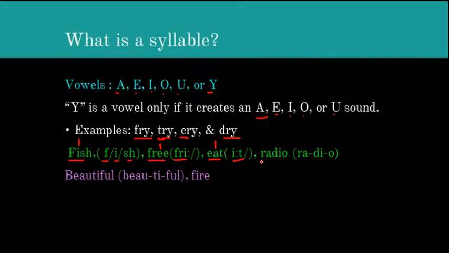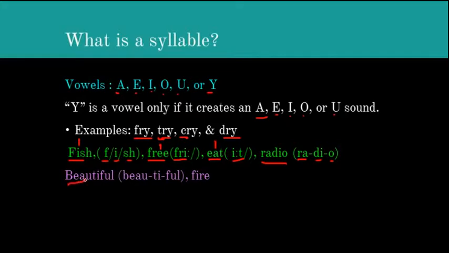Now we have the word radio. If we divide radio into parts, it will be ra, di, o. So we have three vowels, A, I, and O. And if you pronounce radio, you can hear the sound of three vowels. So radio is a three syllable word.